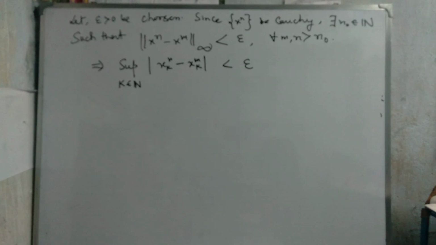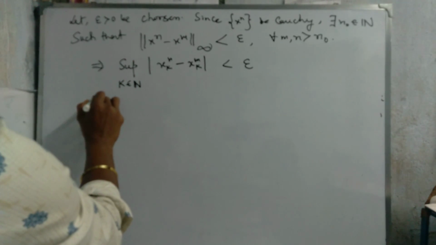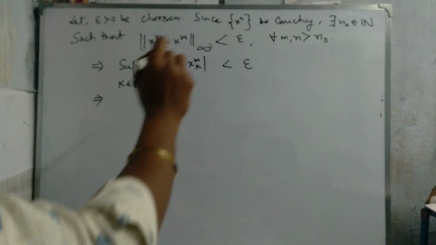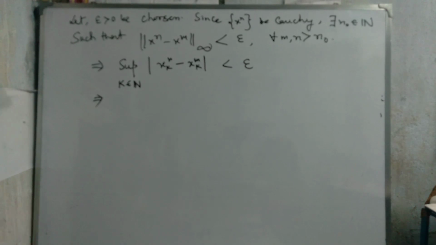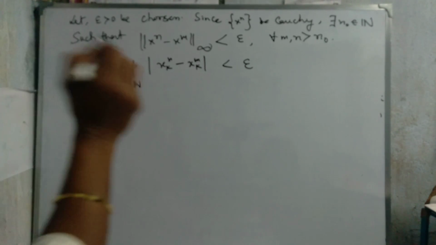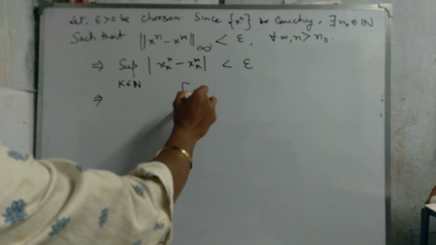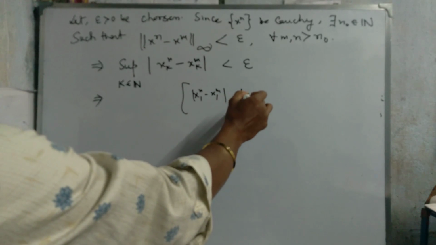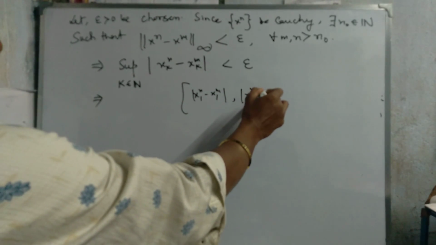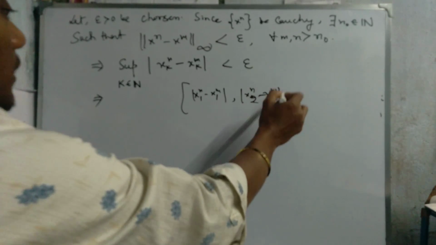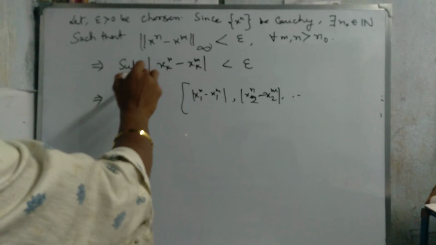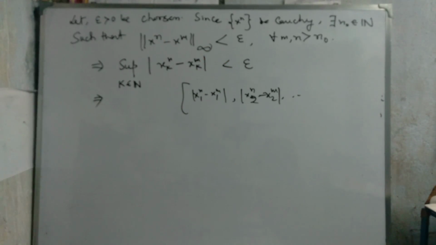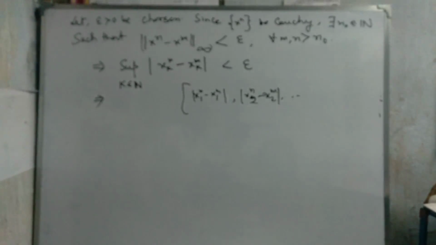So next, this implies, why do we write this? If we elaborate this one, then it happens in this way. We write x1^n minus x1^m and x2^n minus x2^m in this way. Then the supremum over any of them, here we write k belongs to N. Not a problem at all.